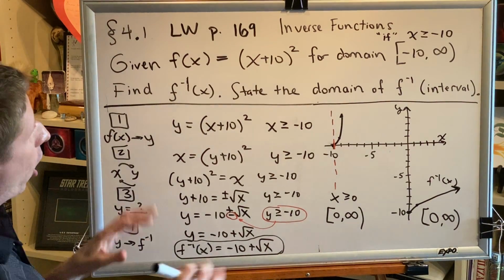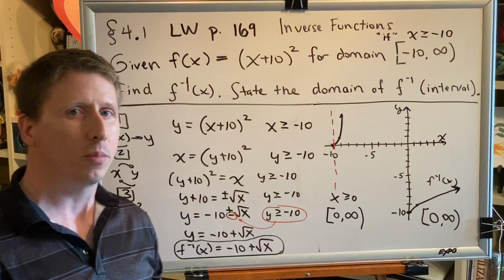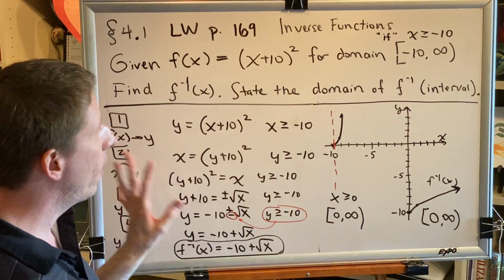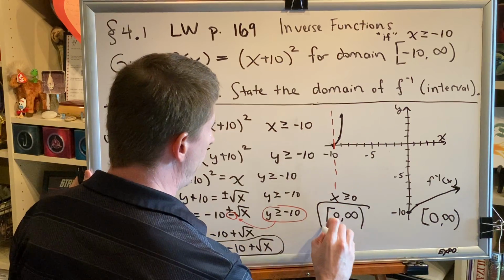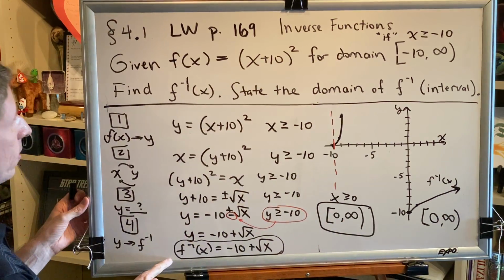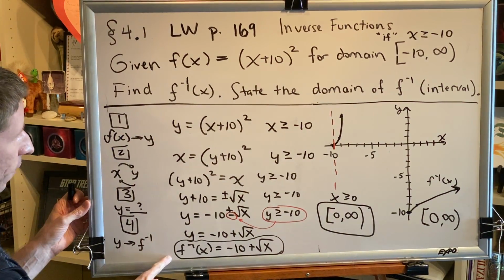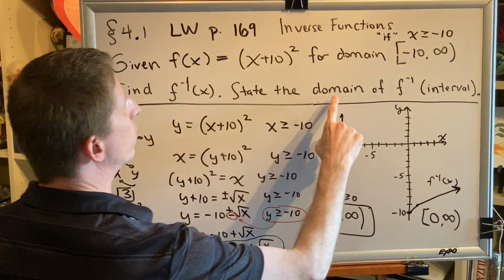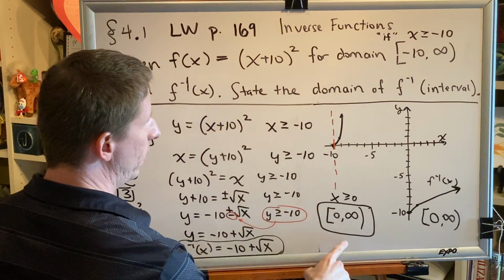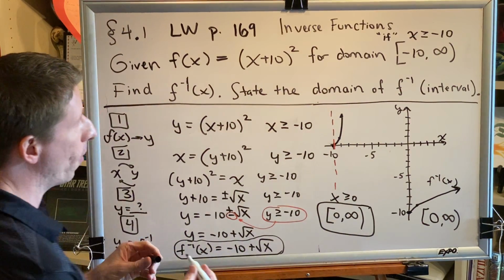So you can see all of the concepts that we've learned previously are woven together in this one problem. So there were 2 questions and there are 2 answers. The first answer is find f inverse of x. We get negative 10 plus the square root of x. The second question was state the domain of f inverse. That's the interval bracket 0, comma, infinity.